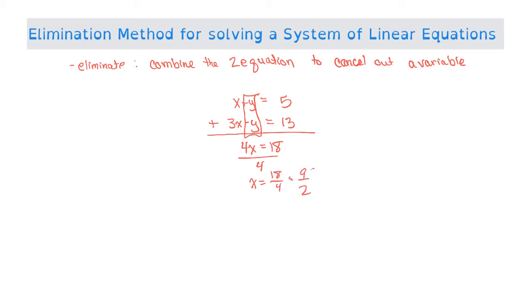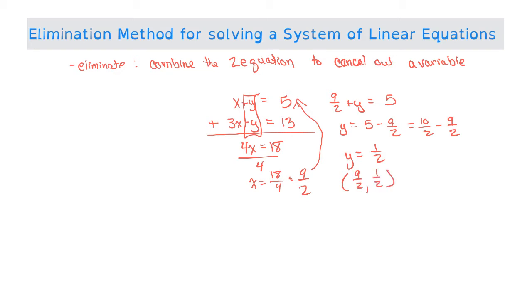And then we can substitute that back into one of these other equations to be able to solve for y. And so we know that our solution, our point of intersection, is 9/2, 1/2. So the whole goal, like I said, to eliminate is when we combine the two equations, we can cancel out a variable, which means we need to be able to get opposite values.